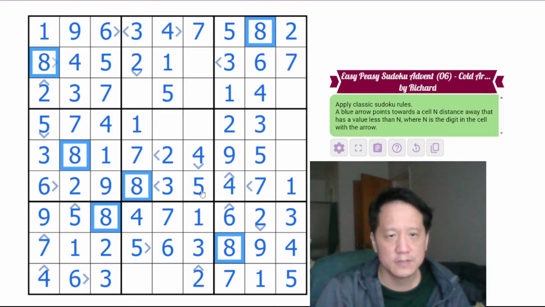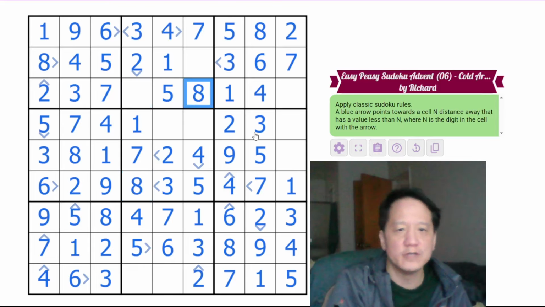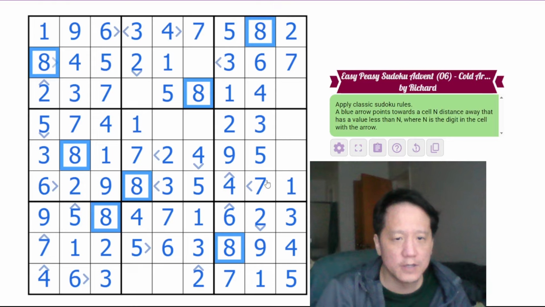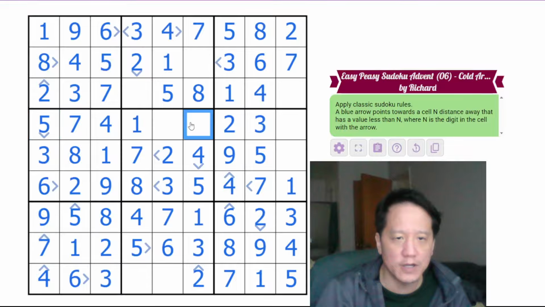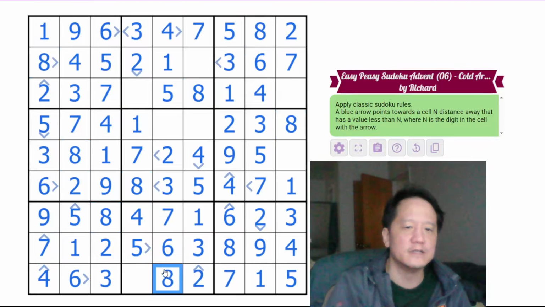8s. 8 in row 3 cannot be here because of 8 in the box, and this is filled out. This can't be 8 because of 8 in the column, so this must be 8 here. And that gives us, in 8, row 4, 8 cannot be here because of 8 in the box, so this must be 8 here. And we have 8 8s, so we know where the last 8 is here. It's here.